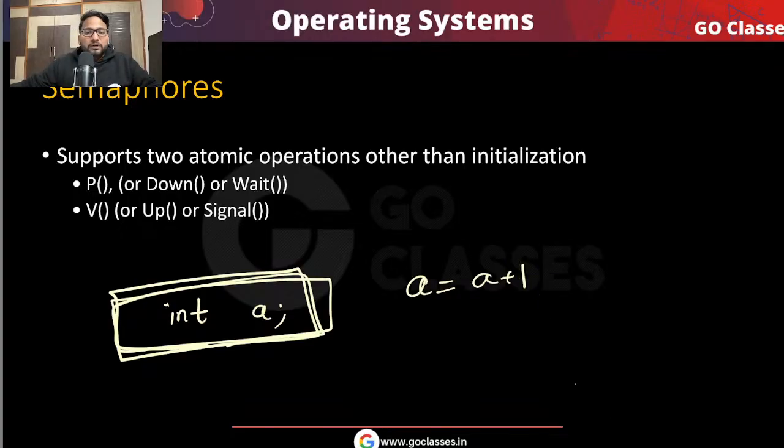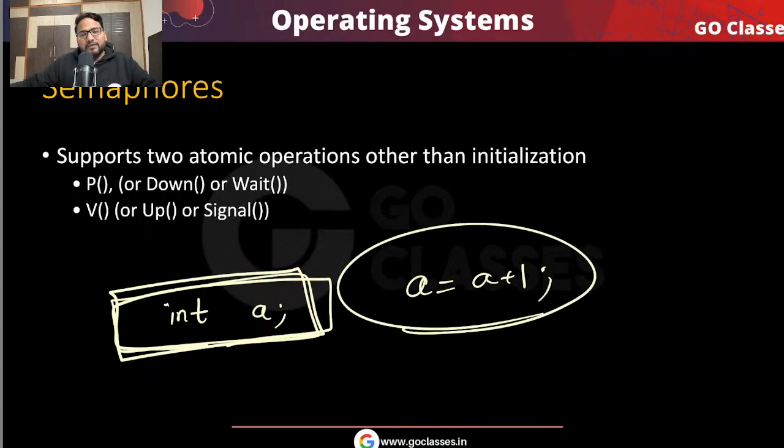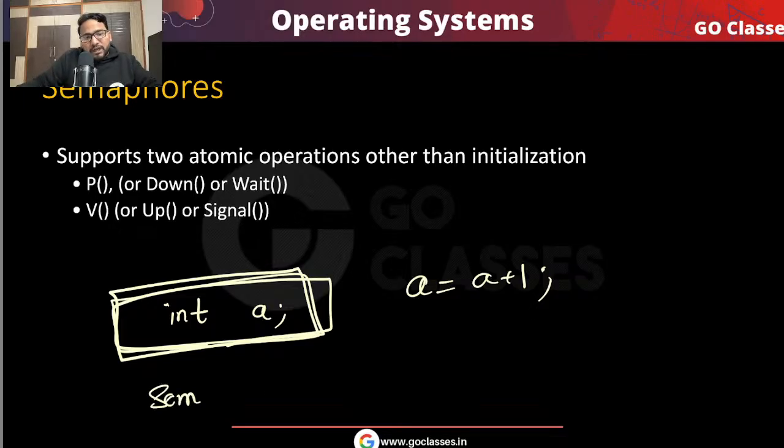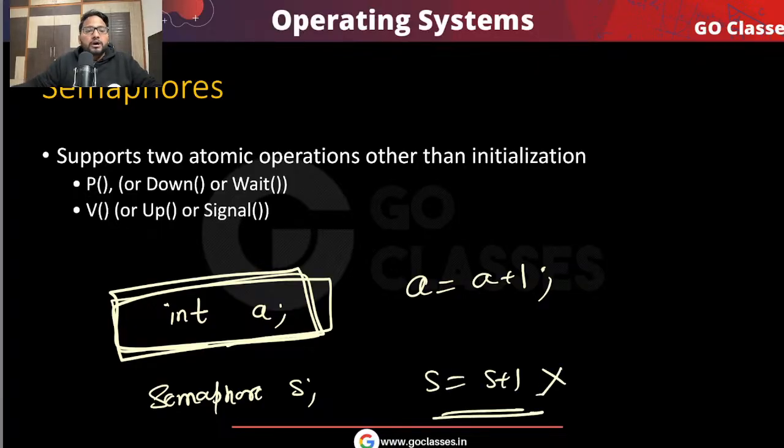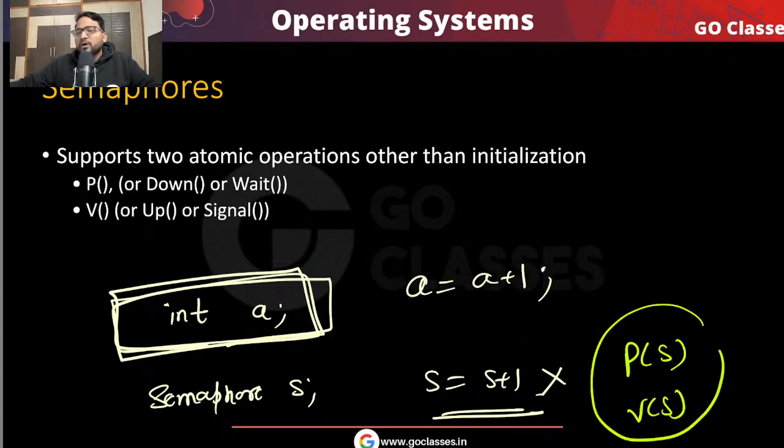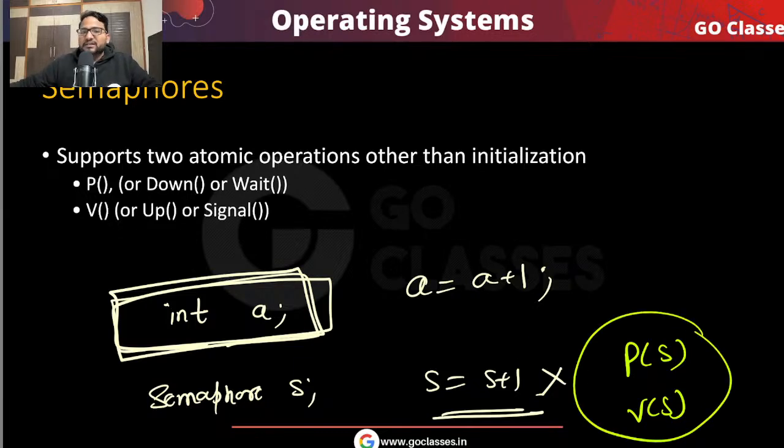But in the semaphore you can't do such things directly. If it is semaphore S, can you do S = S + 1? No, these things are not allowed. What is allowed in the semaphore? Just P of S and V of S. These two function calls are allowed. Other than that, nothing is allowed, and only the initialization you can do.